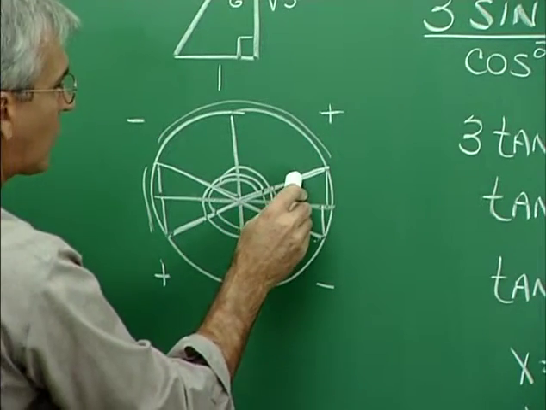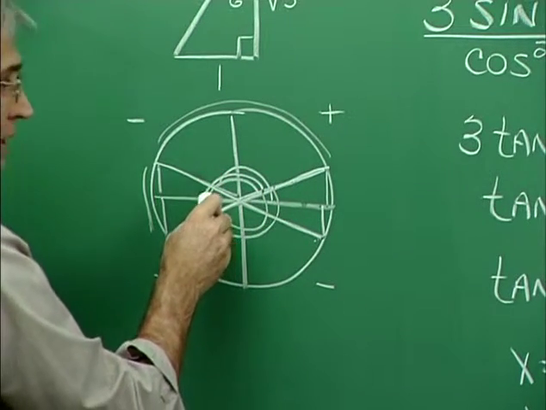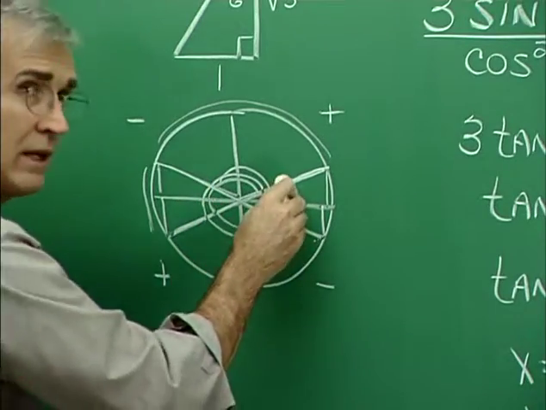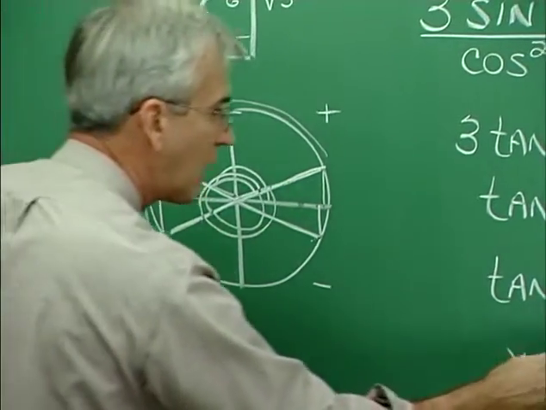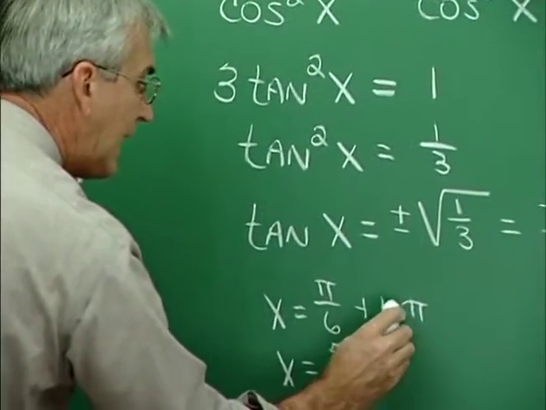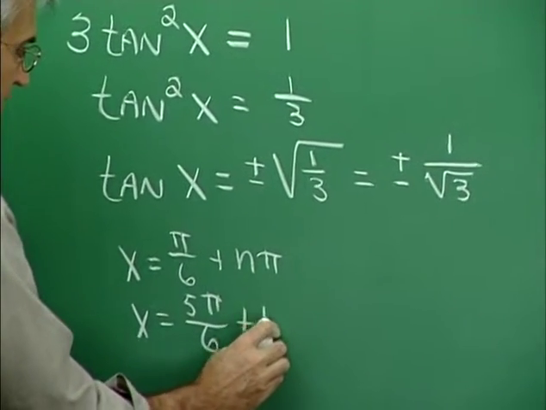Okay, so we have the pi over 6, and then plus pi, and then plus 2 pi, and then plus 3 pi, and then plus 4 pi, and so on. Okay, so it's the idea of pi over 6 plus n pi. And in a similar way, it's 5 pi over 6 plus n pi.